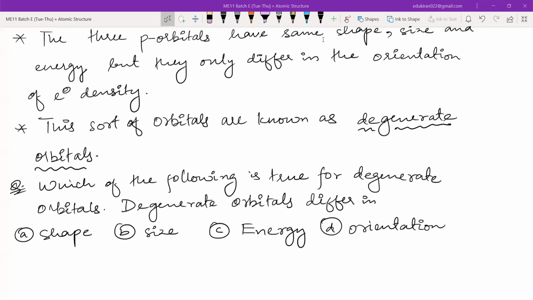Abdul Wahid, I have just written the three p orbitals have same shape, size, and energy. How can you do this now? Please concentrate. Please pay attention, Abdul Wahid. Which of the following is true for the degenerate orbital? Do they differ in shape? No, they don't. In size? No, they don't. In energy? No, they don't. But in orientation? Yeah. In orientation, they do differ.